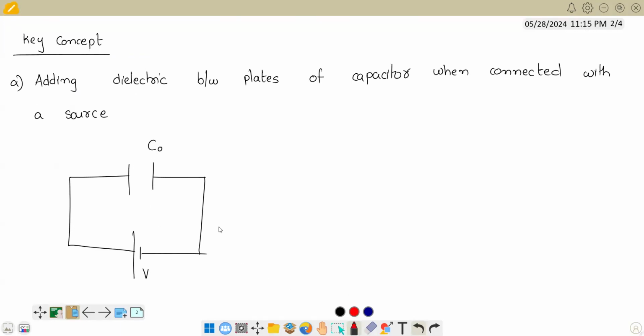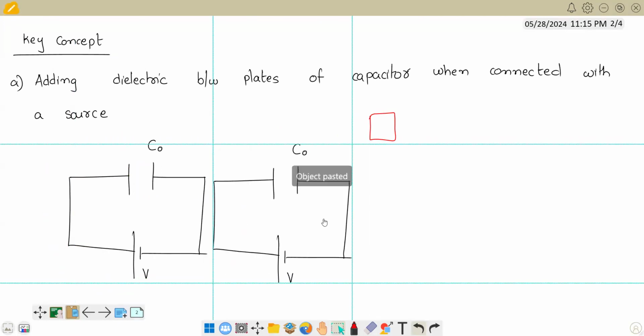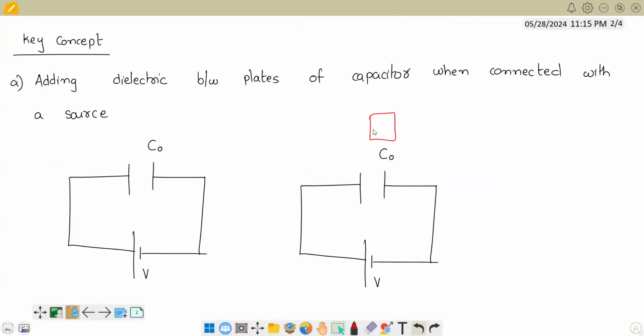Now we will take a dielectric and place it between the plates of the capacitor in this way. So what happens when you place this dielectric between the plates of the capacitor? We have to comment on that. We know, since it is connected to a source, its voltage must remain constant. So in this case, what remains constant if somebody asks? Voltage remains constant.